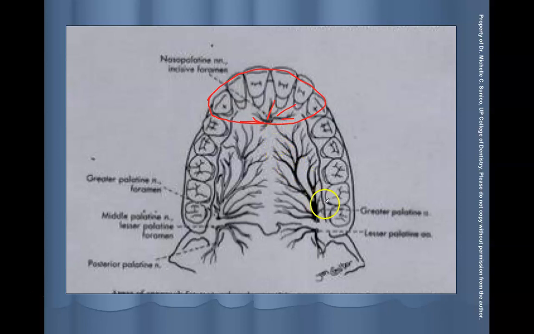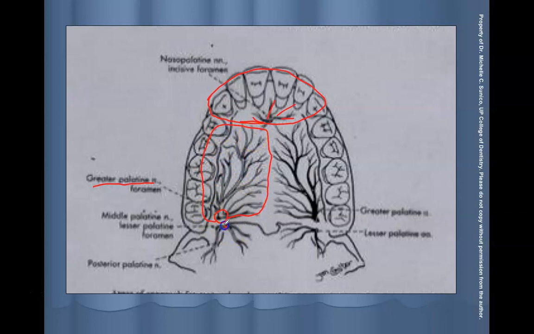Now, let's look at the other nerves, which are branches from the sphenopalatine ganglion. This, if you remember, is the greater or anterior palatine foramen, and from it emerges the greater palatine or anterior palatine nerve. Look at the branching of this nerve. It is easy to see that it is sensory to the palatal mucosa of the maxillary posterior teeth.